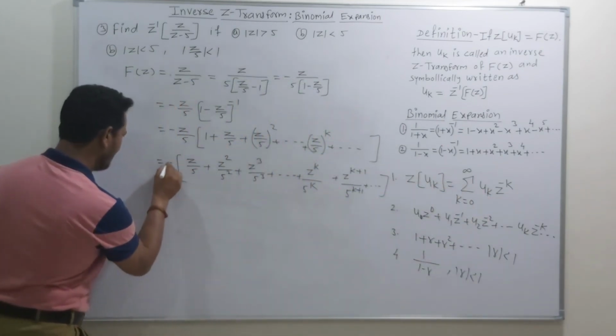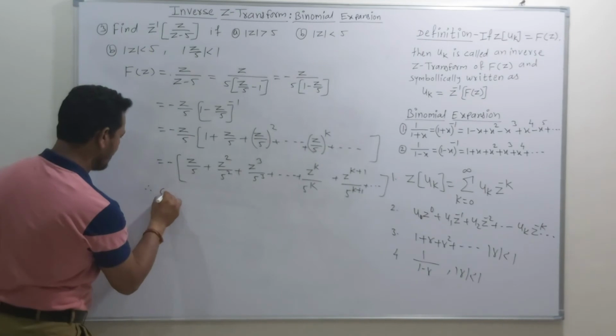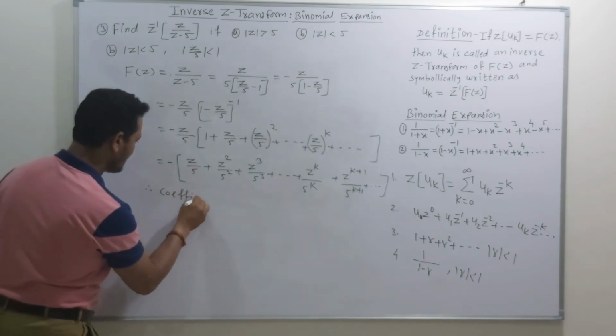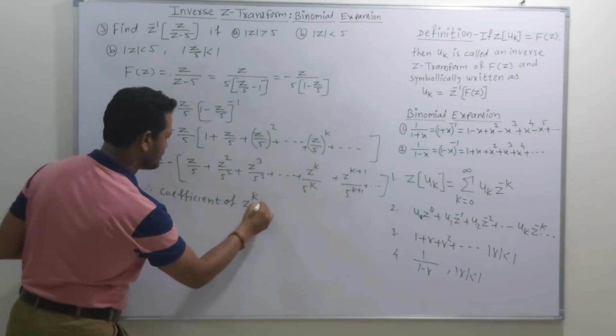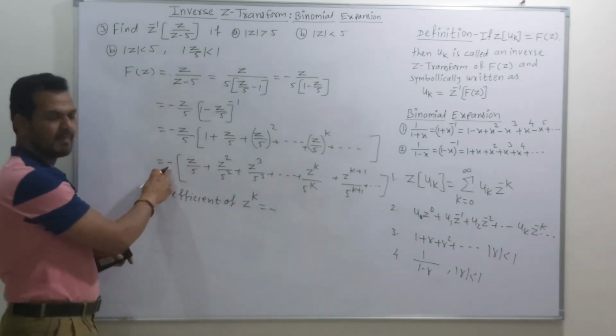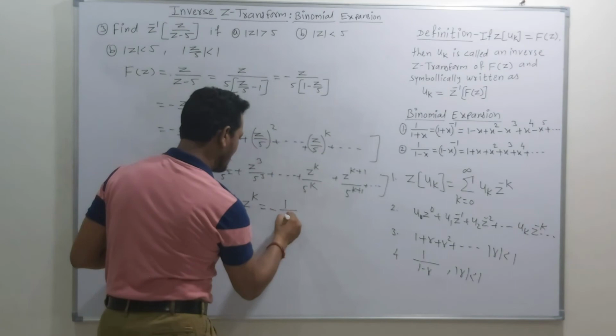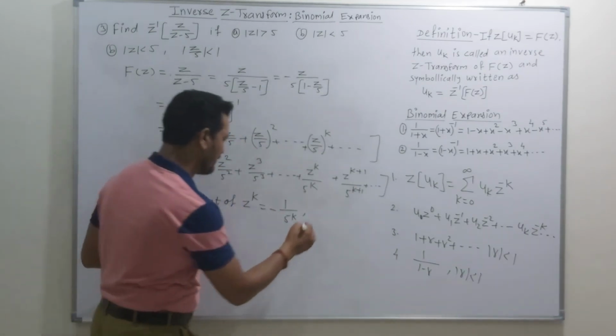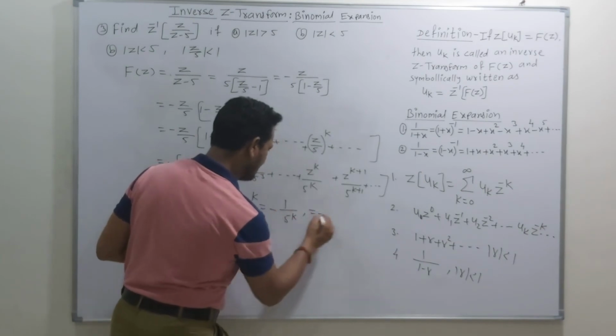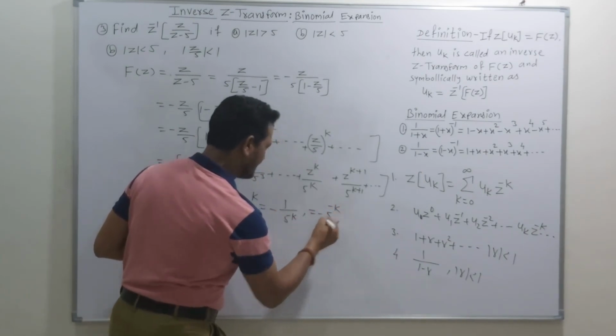So therefore we can write the coefficient of z raised to k is equal to, so this is minus sign and its coefficient is 1 upon 5 raised to k. 1 upon 5 raised to k. Moreover, we can write this as minus as it is, then 5 raised to minus k.